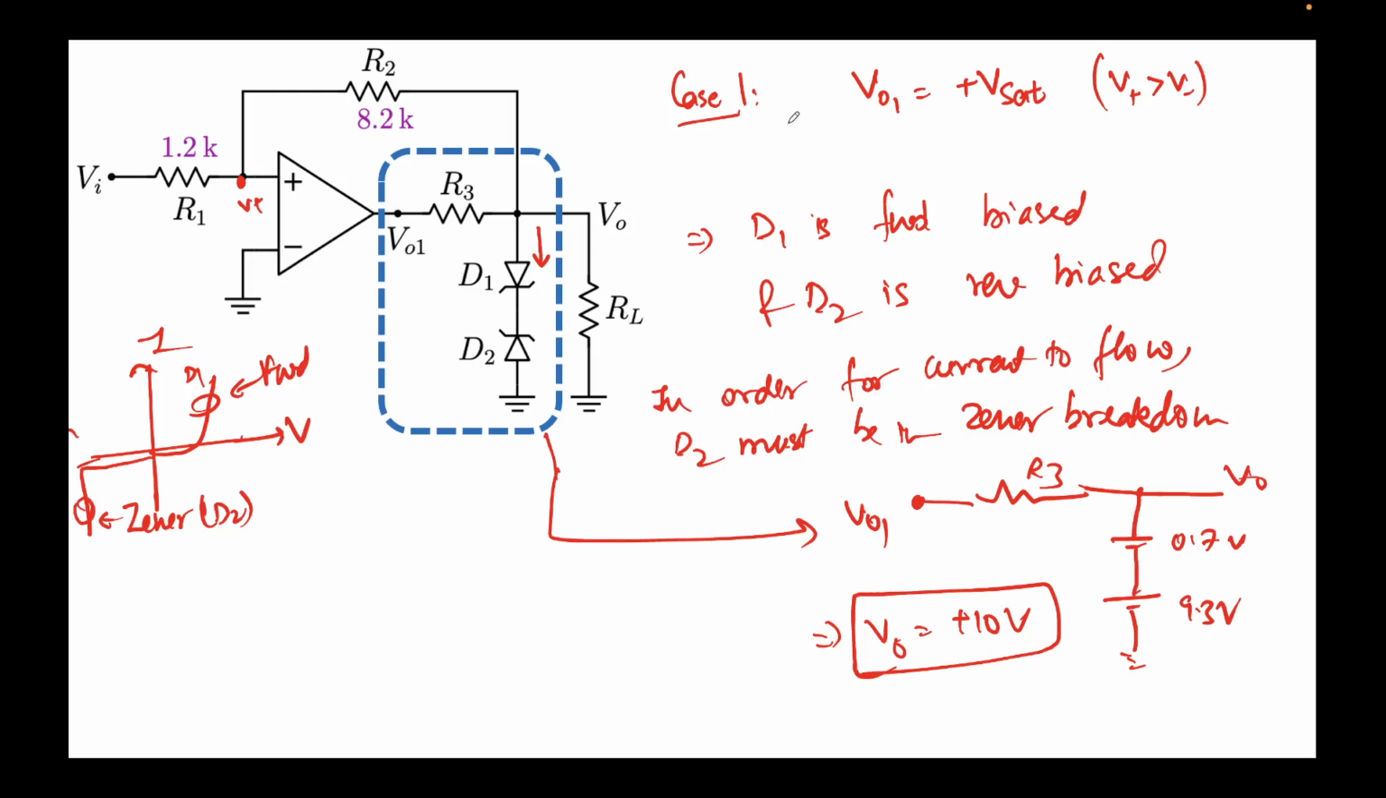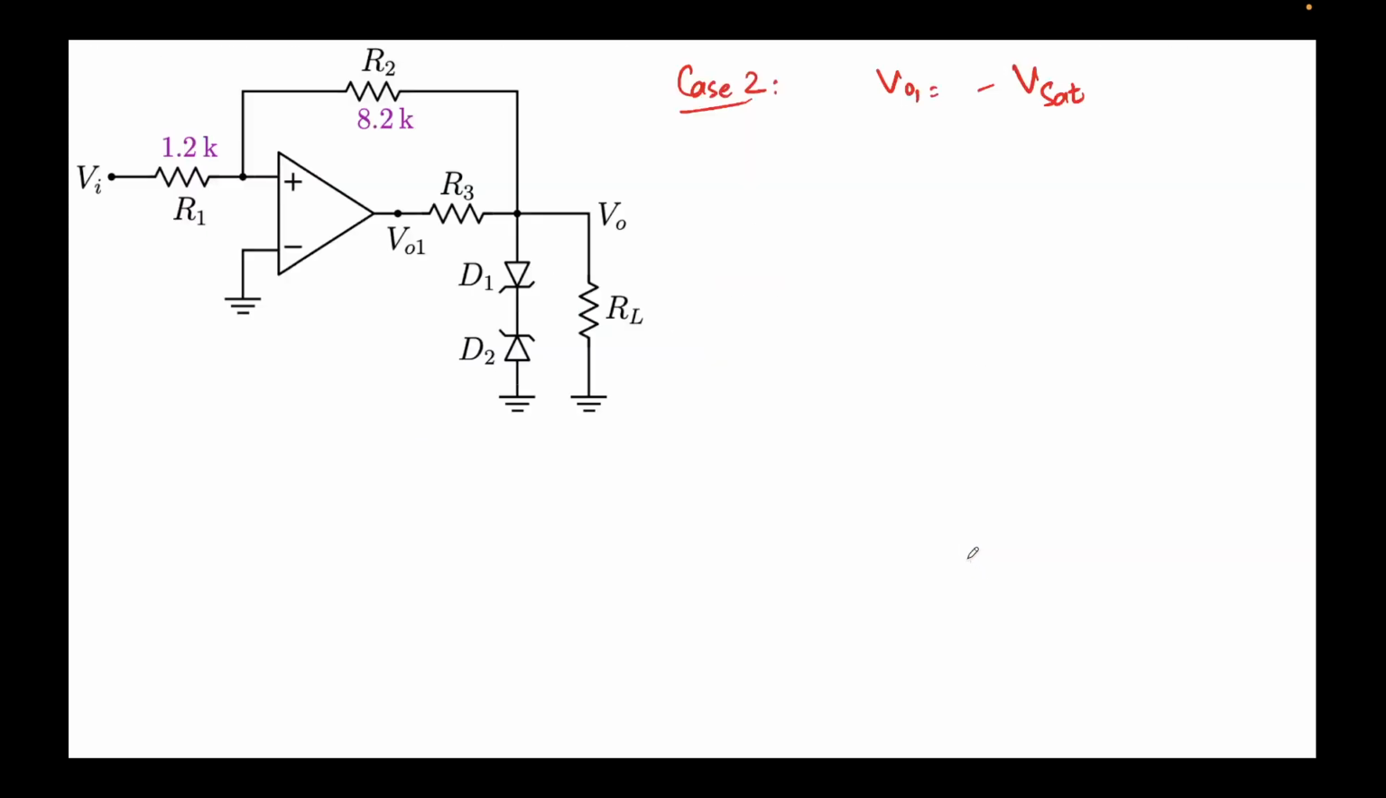So, VO1, which is the output of this operational amplifier, is at plus Vsat. V0 is at plus 10 volts. So this is the critical piece of information that we had obtained. Okay, so now let's try to use this information over here.